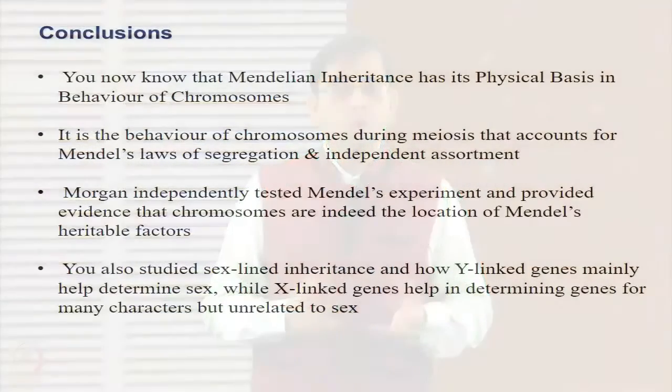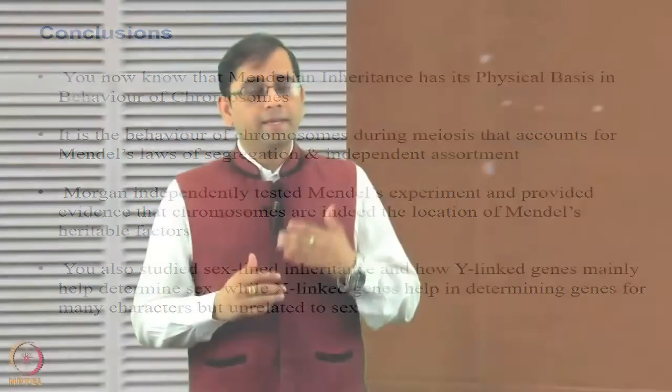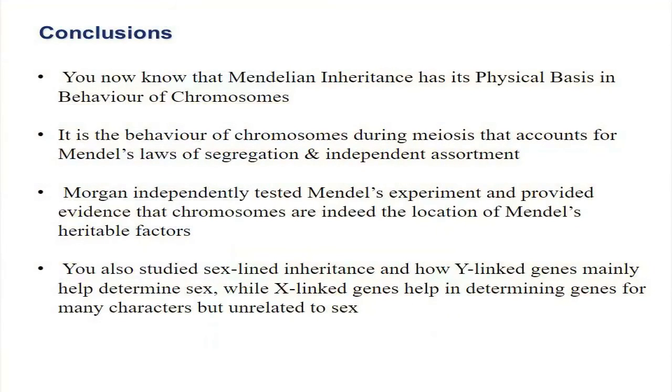So by now you are familiar with the chromosomal basis of inheritance. You now know that Mendelian inheritance has its physical basis in the behavior of chromosomes. It is the behavior of chromosomes during meiosis that accounts for Mendel's law of segregation and independent assortment. Morgan independently tested Mendel's experiment and provided evidence that chromosomes are indeed the location of Mendel's heritable factors. You also studied sex-linked inheritance and how Y-linked genes mainly help determine sex, while X-linked genes help determine many characteristics unrelated to sex.